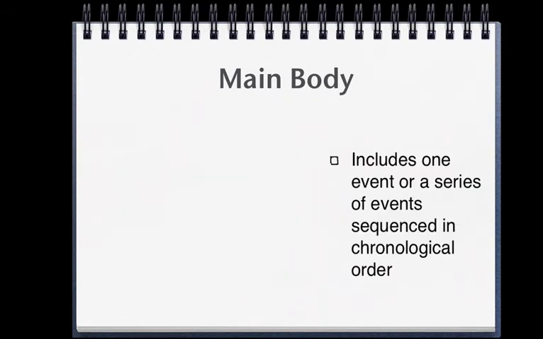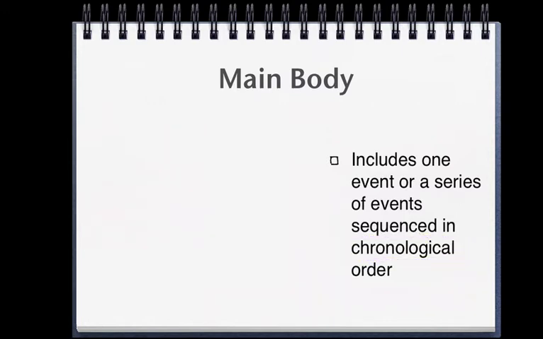All right, the second part is the main body. This is the meat of the narrative. It includes one event or a series of events sequenced in chronological order. There comes that word again, chronological. It has to happen in the order, the time order that the event actually occurred.